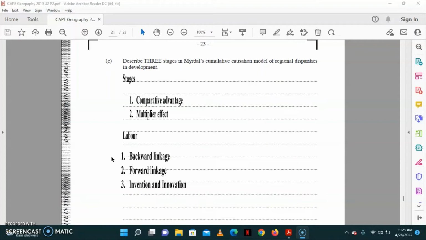And we talk about the forward linkages now, where it's also known as the spread effect. These are the beneficial effects on the surrounding area around the core. For example, there is going to be increased demand for agricultural raw material. You can also talk about the increased demand for services such as shops and schools. You can talk about the invention and innovation, which will improve existing firms or introduce a new industry. You just need to basically describe the 3 stages, and you should be well on your way.